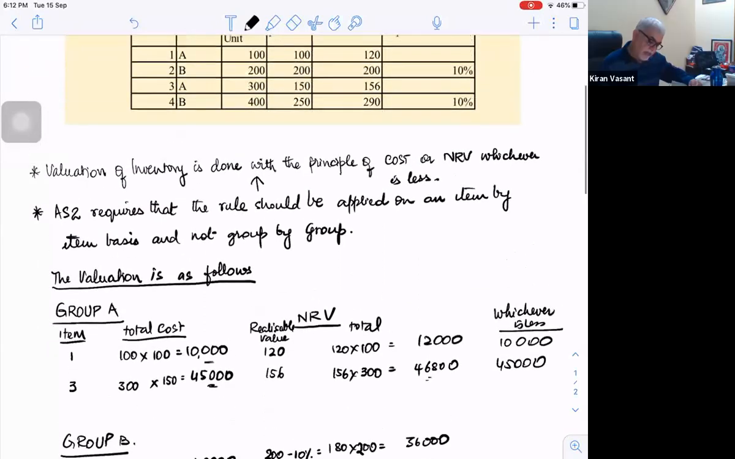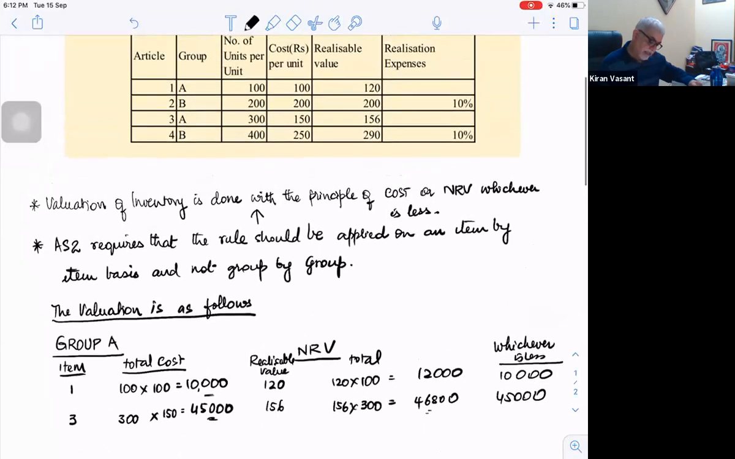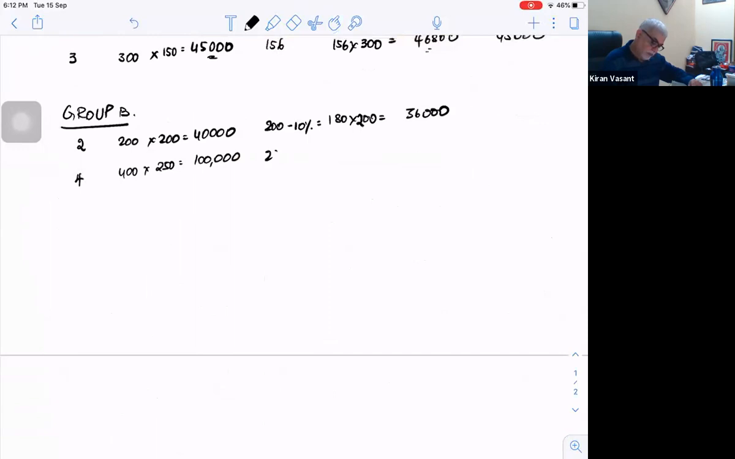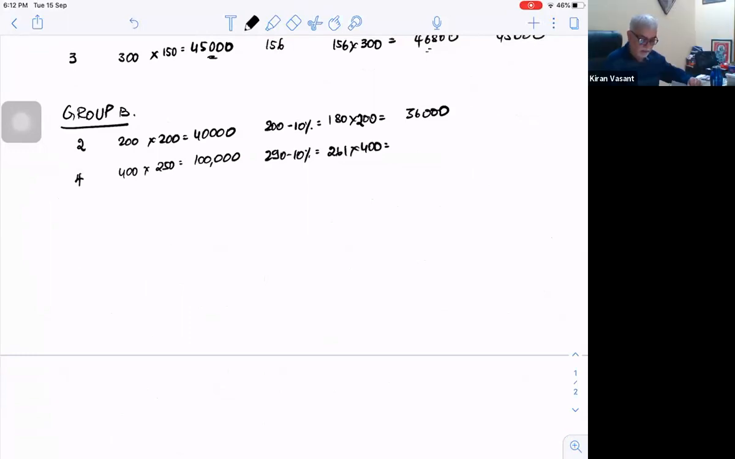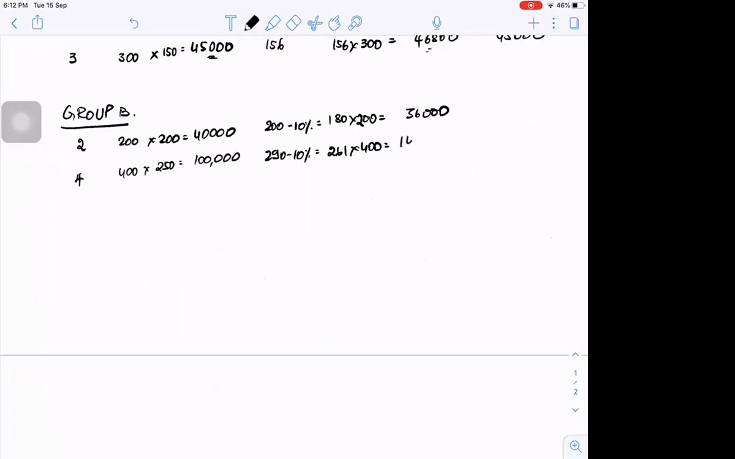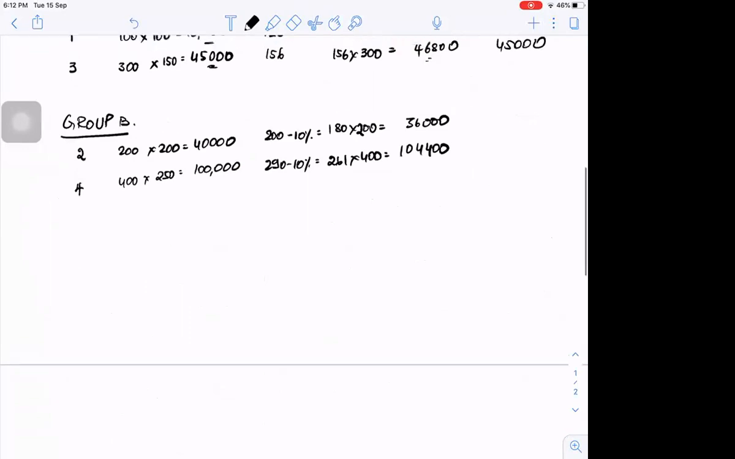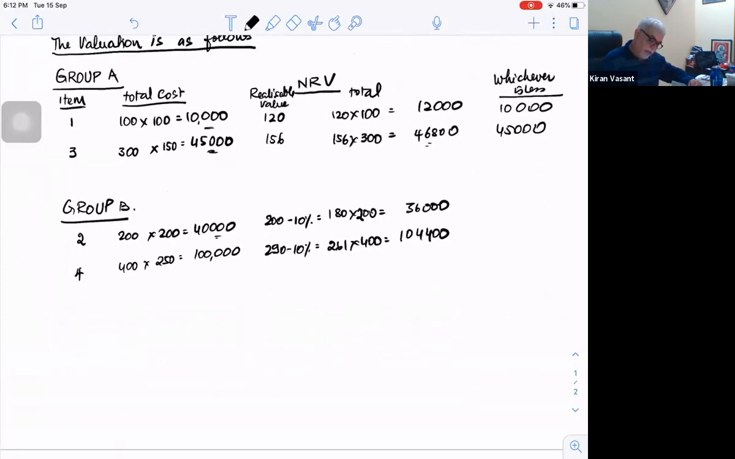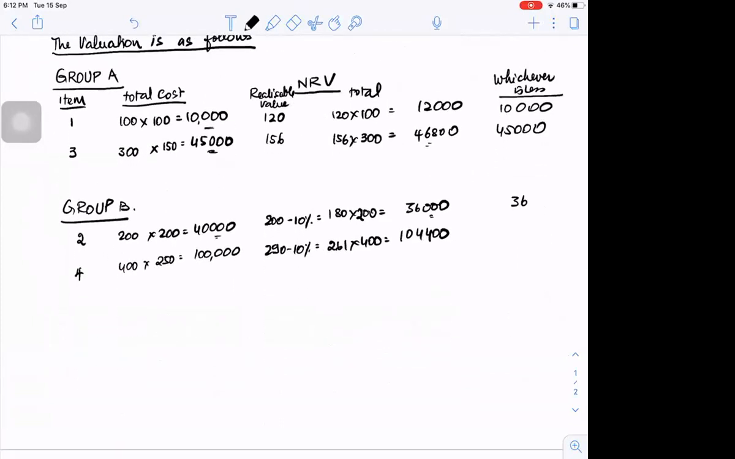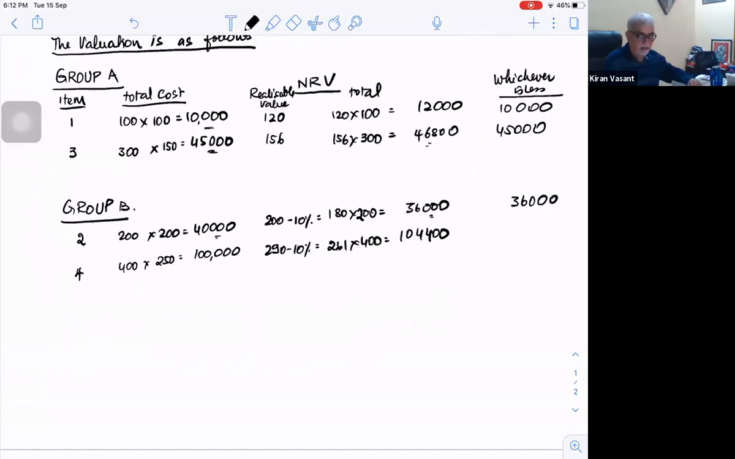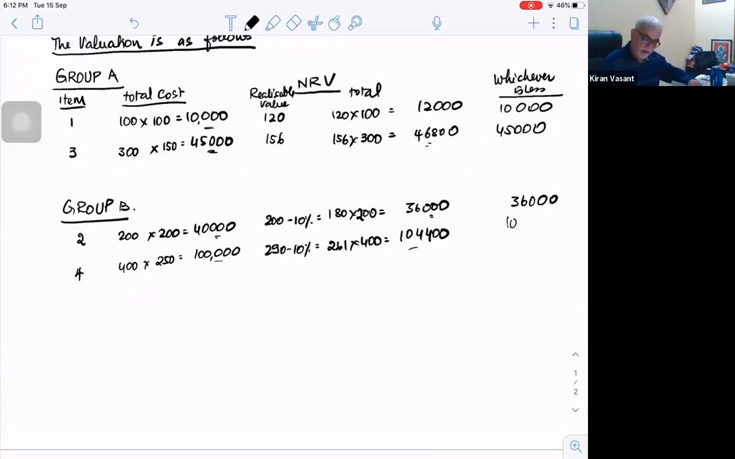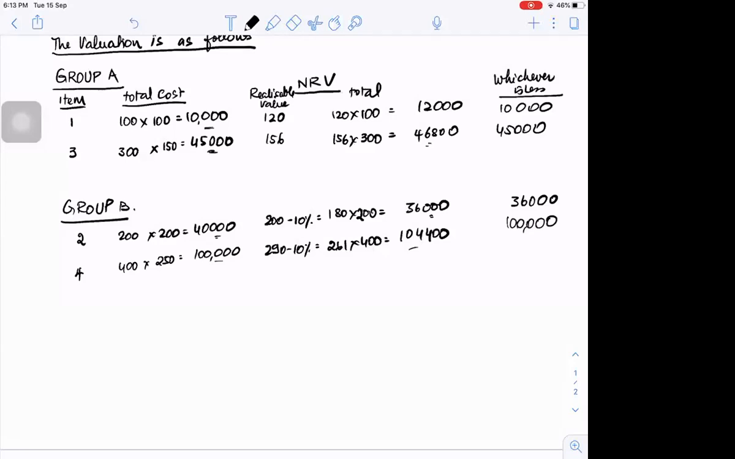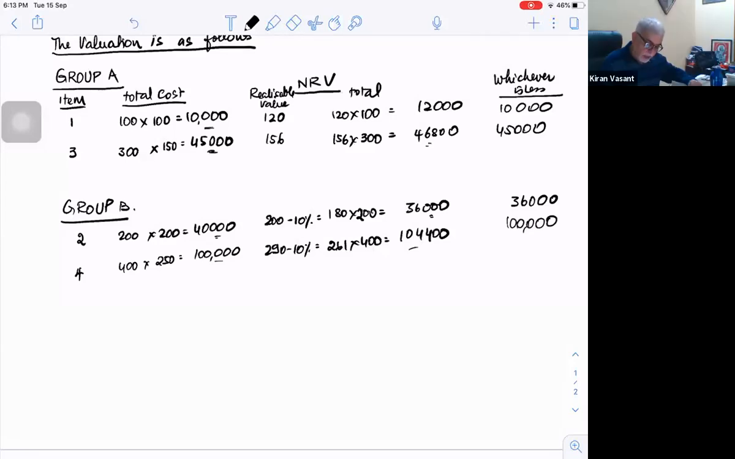Second one, they are saying 290 minus 10%. How much is that? 261, into 400. 1,04,400. Now, between 40 and 36, which is lower? 36. Correct? Between 1 lakh and 1 lakh 4,400? 1 lakh. All right? I'll put a total to all these 4.